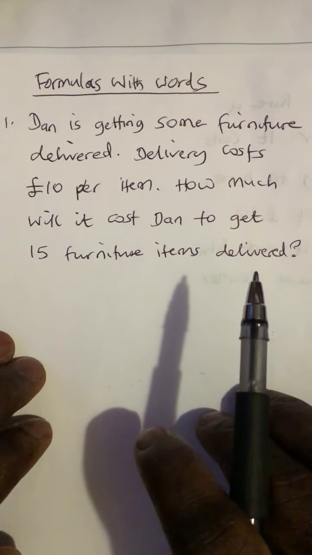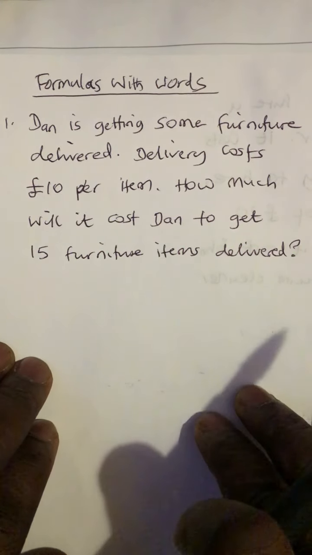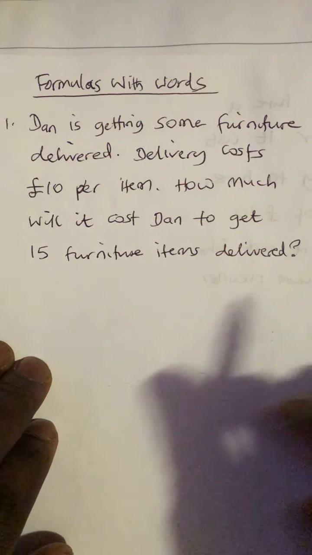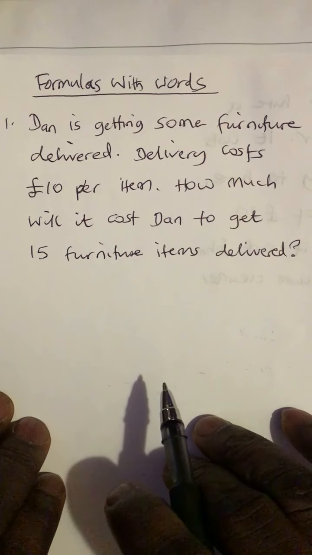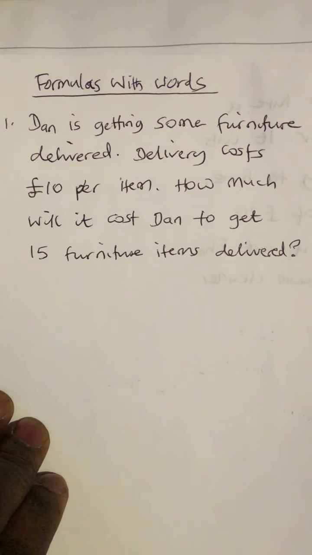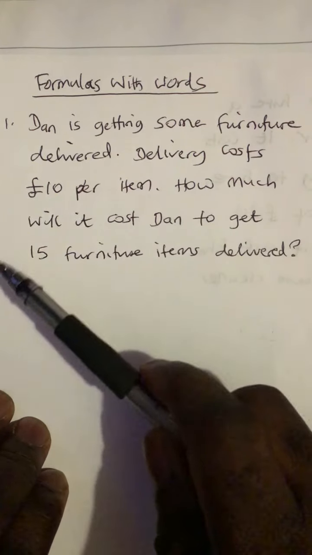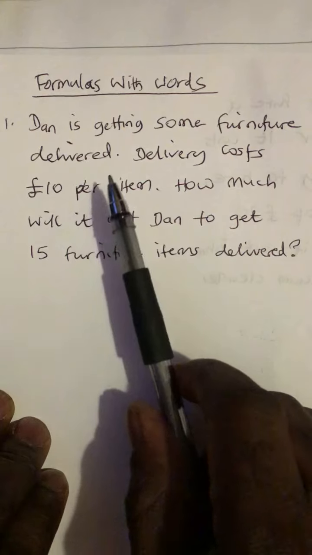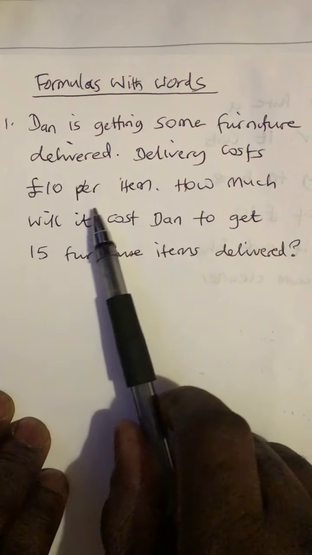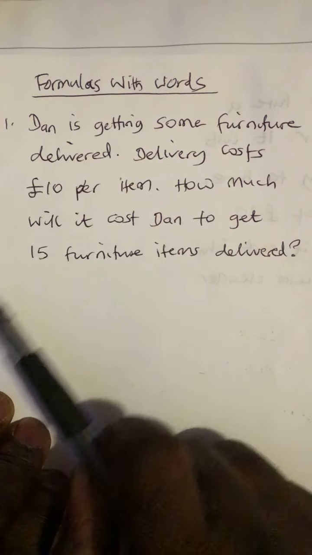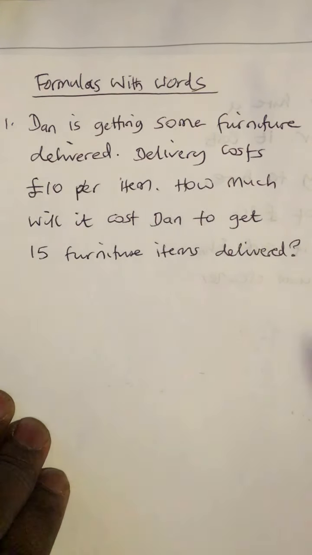So our first example today on formulas with words is this. It says Dan is getting some furniture delivered. A delivery costs £10 per item. So how much will it cost Dan to get 15 furniture items delivered? What this is basically saying is that Dan is buying some furniture items. To deliver the furniture, each item costs £10, and Dan is buying 15 items that need to be delivered. So how much will it cost to deliver them?